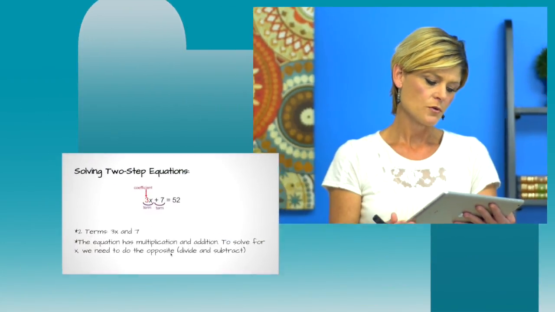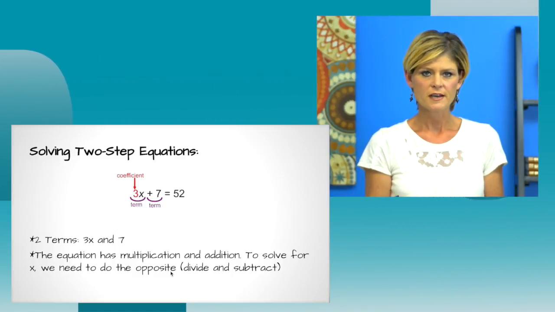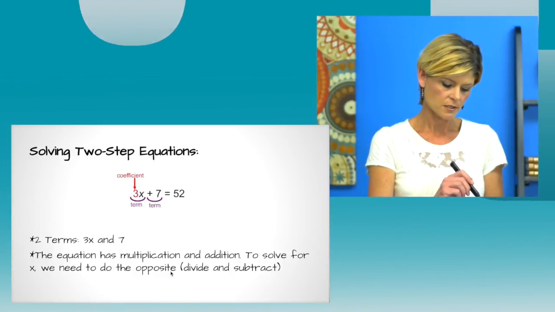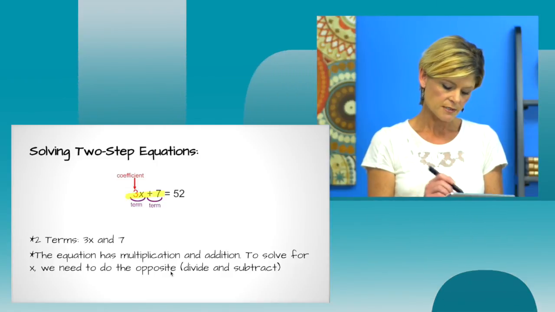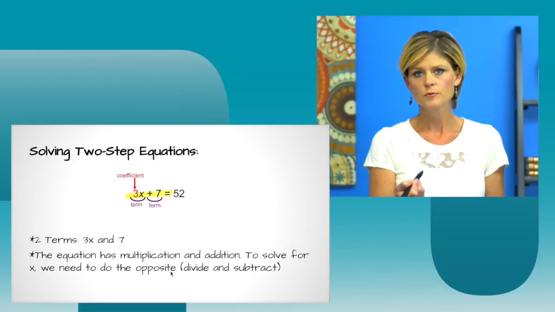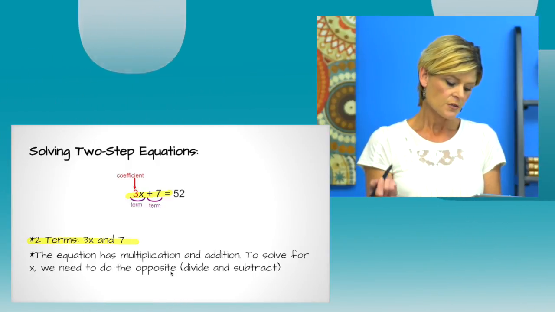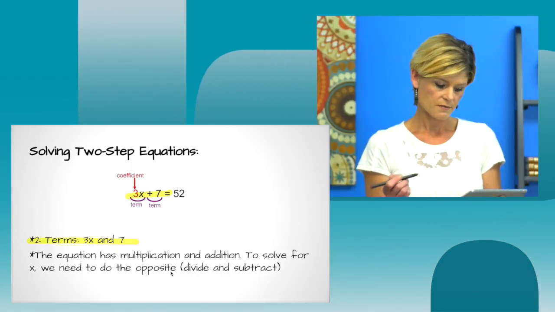Okay, so first of all, I wanted to take a quick review of how we solve two-step equations. And it's important that we have our terminology right. So let's take a look. We've got 3x plus 7, and I simply wanted to point out that those are both terms. 3x is a term and 7 is a term.